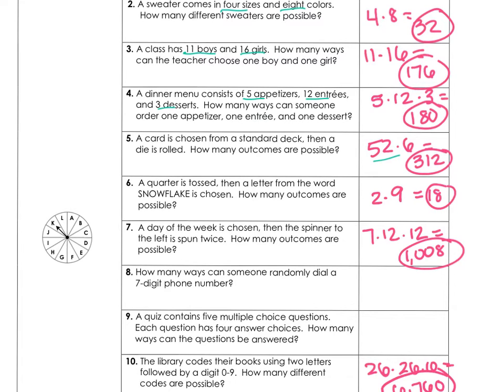Number 6. A quarter is tossed, so that's 2 outcomes, and then a letter from the word snowflake is chosen. There's 9 letters, 18 outcomes. Number 7, a day of the week is chosen, so 7. And then the spinner to the left is spun twice. There are 12 spaces there, so once, twice. 7 times 12 times 12 is 1,008.